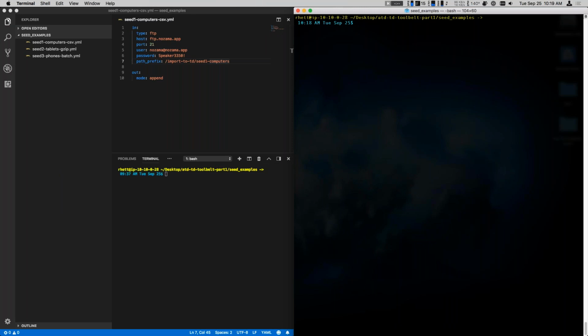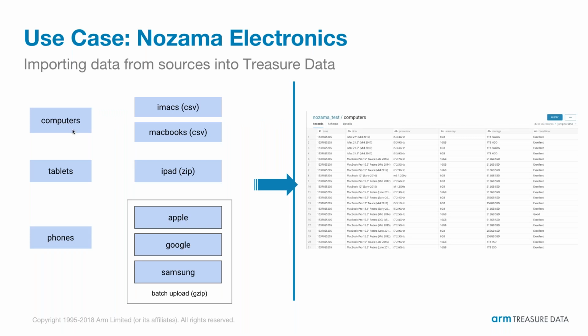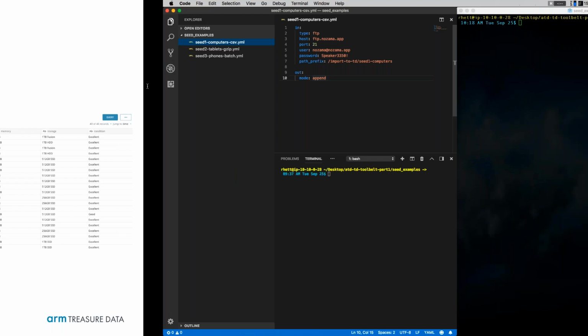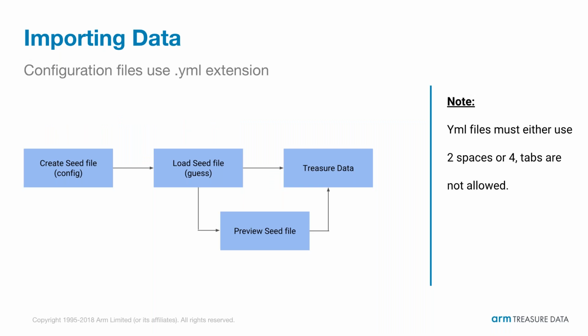Let's jump back. All right, so let me go back to this slide here. What we have are a few computers. The computers category has a few CSV files that we're going to import. And what I've done here is created what's called a YAML file. In fact, let me jump to importing data using the TD connector.